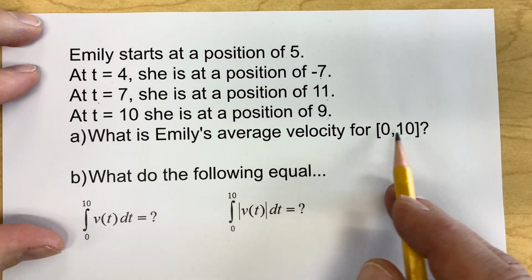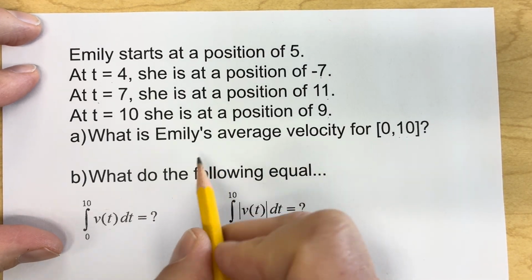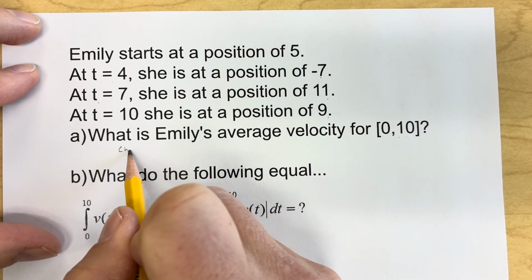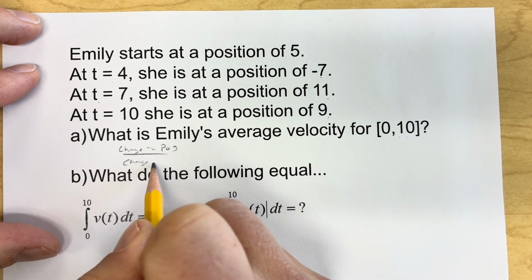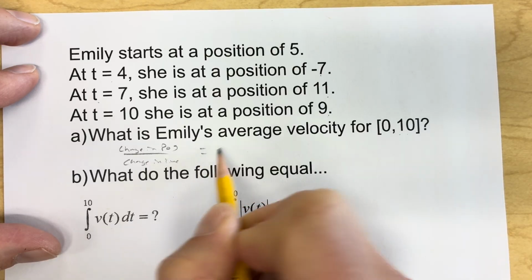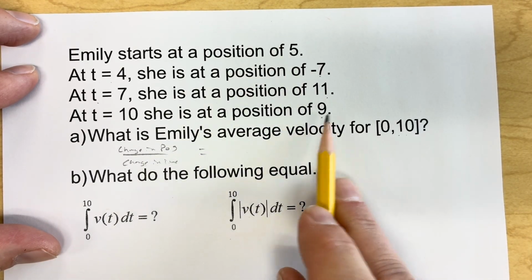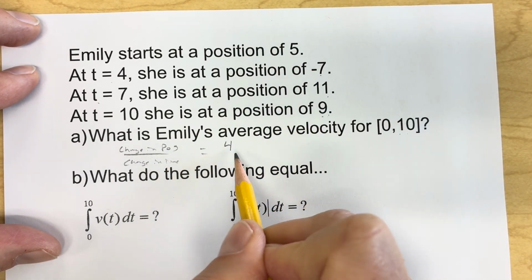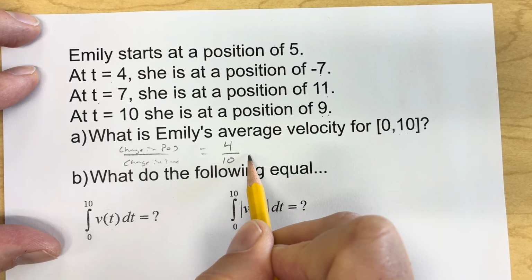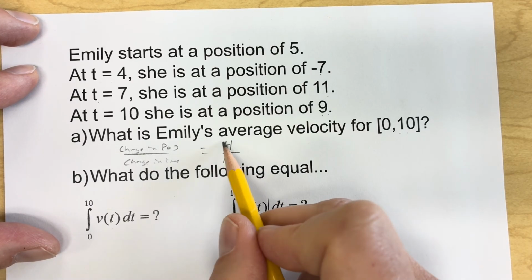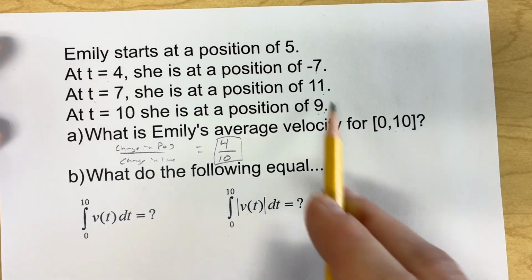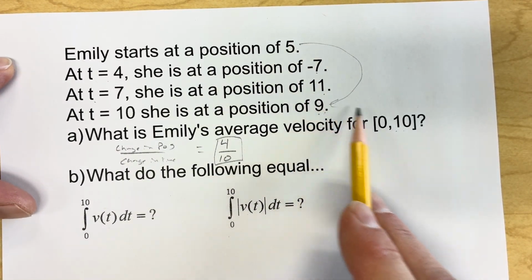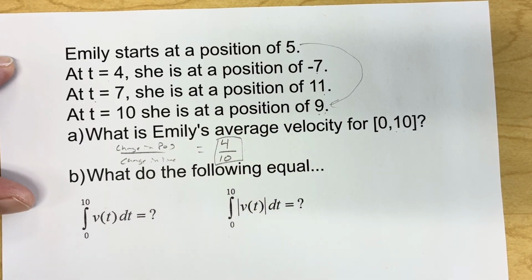Okay, so an average velocity would be a change in position over change in time. All right, her position went from 5 up to 9, so her change in position was a +4, and she did that in 10 seconds. So her average velocity was 4/10 or 2/5 or 0.4. Okay, so how did her position change? She went from 5 to 9, and she did that in the course of 10 seconds. Okay, so what would these following equal?